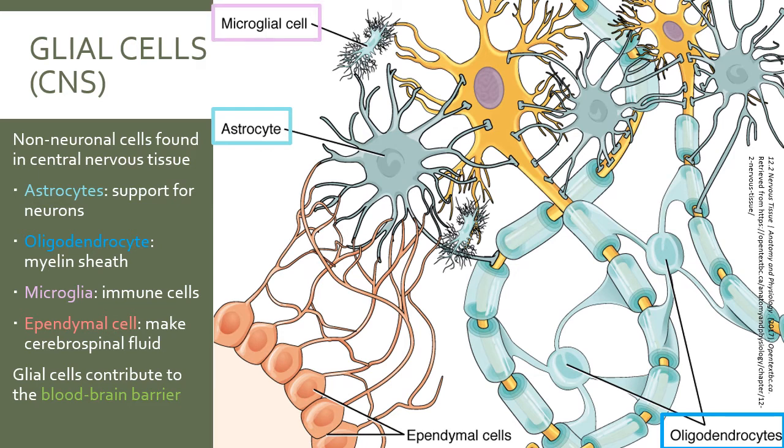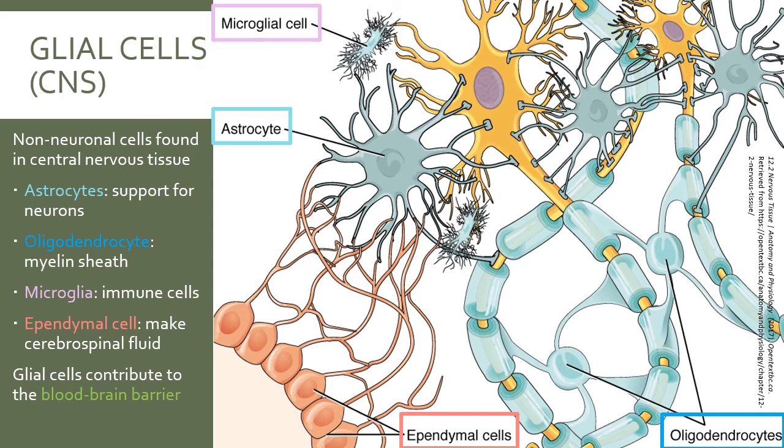The microglia are essentially the immune system of the neural tissue. And they perform similar functions, much like we talked about having immune cells in skin, you have immune cells in nerve tissue. And finally, we have the ependymal cells, and they're responsible for making the cerebrospinal fluid.